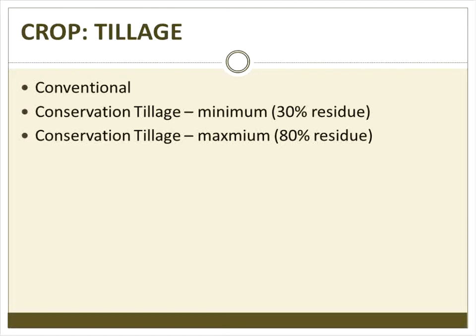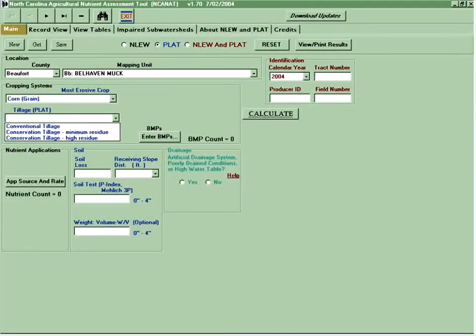You could do light disking on a very heavy corn crop and maintain 30% residue, and that would be conservation tillage. There aren't many folks in North Carolina who can actually develop an 80% residue, although some folks are trying, and certainly this is a situation that many people, and particularly NRCS, would like to get farmers to.